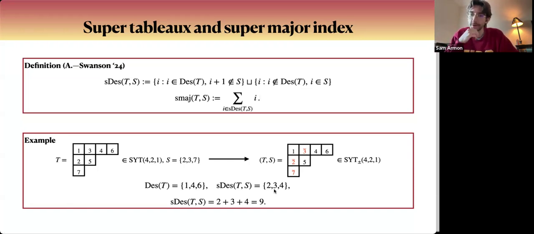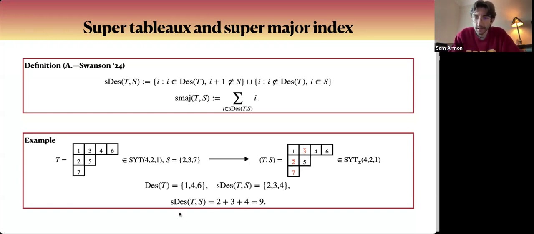And the same goes for 3. It's not a descent of the standard tableau, but it is a negative entry. And finally, 4 is a descent of the original standard tableau, and 5 is not negative. So we do include 4 in the super descent set. And then we go through and check that that's all of them.